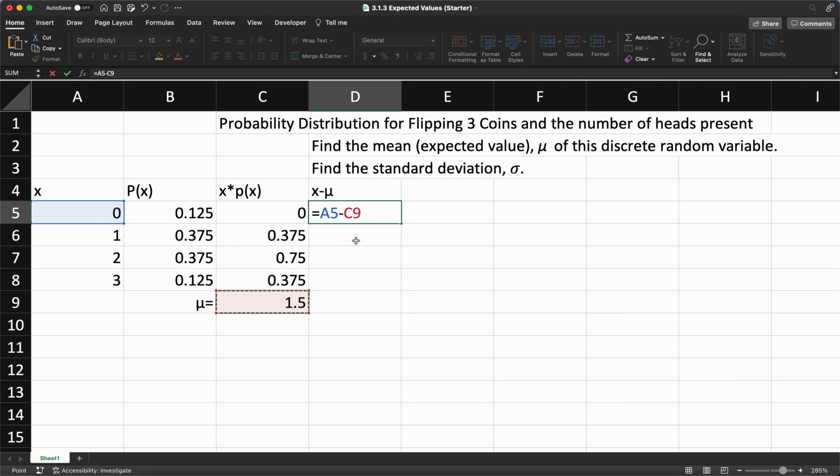Now when I go to copy this down, I want C9 to stay C9. I don't want it to move. Like I want A5 to become A6 and A7 and A8, but I want C9 to stay C9.